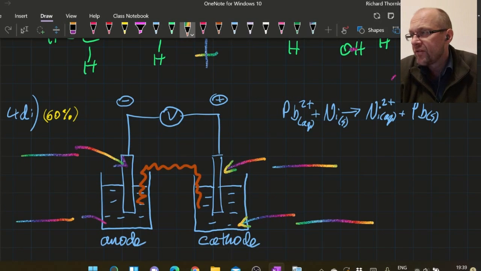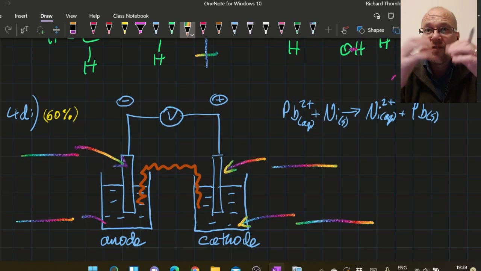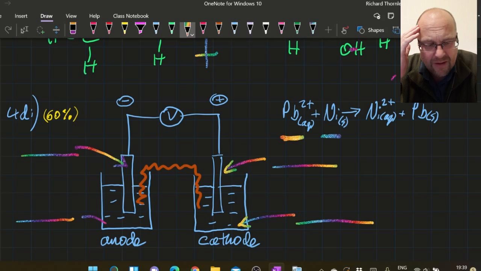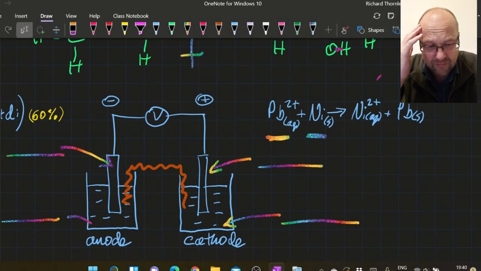4D(i), voltaic cell. Right. So it looks like the trick is, if you can work out what the negative electrode is, then everything else should just fall into place. The negative electrode is the metal that's giving off electrons. That's why it's the negative electrode. So you have to work out, is it the lead 2+, or is it the nickel that's giving off electrons? And I think it's pretty clear that the nickel's giving 2 electrons to the lead 2+.